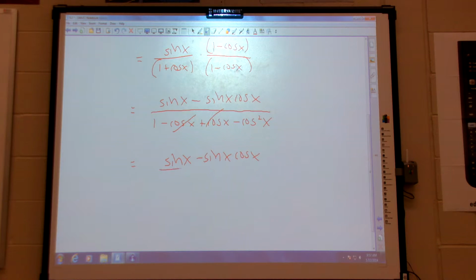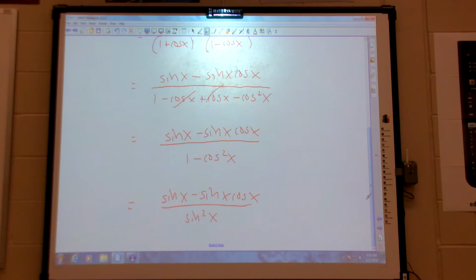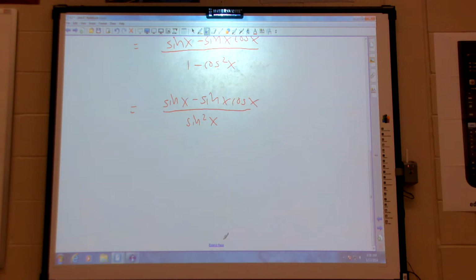That's where a lot of us are going to struggle. We know where we're going to go, but we've got to show what we're left with. Now I'm going to go ahead and substitute that for sine squared. Okay. Now what could I do?